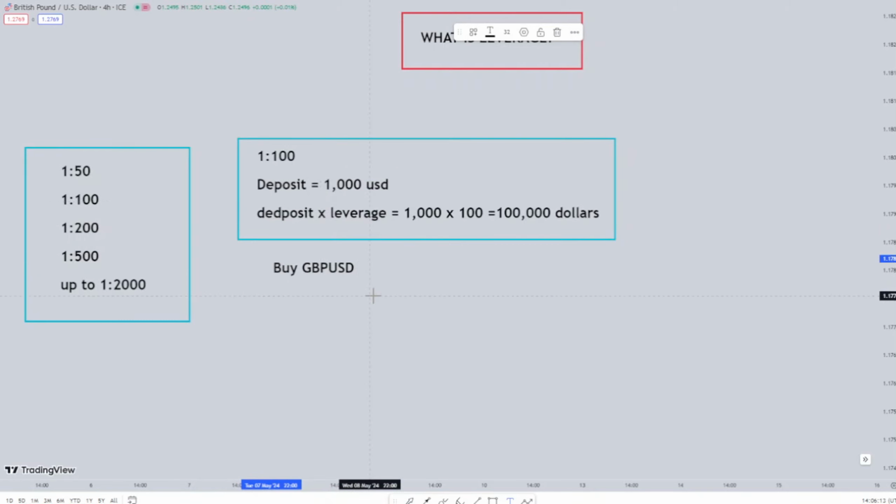And for the trade, we want to make use of the mini lots. Remember what I said in my video about lot size, that mini lot starts from 0.1, and that using a mini lot means you want to buy 10,000 units of the currency pair you want to trade. And for this example, we want to buy GBP USD. So that means we want to buy 10,000 units of British pounds against the US dollar.